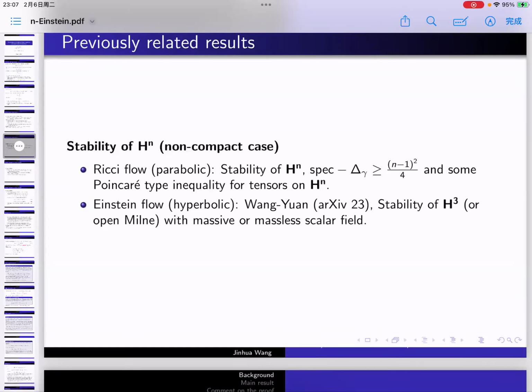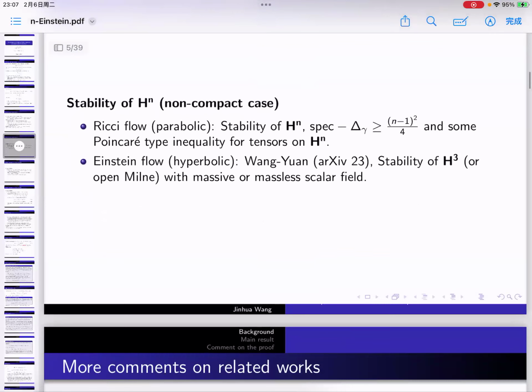The proof actually relies on this lower bound of the Laplacian and some Poincaré type inequality. Actually, because this Ricci flow is a parabolic type equation, it is very different from the hyperbolic equation. And myself and Yuan, we proved the stability of this three-dimensional hyperbolic space for this Einstein flow. It could couple with massive or massless scalar field.